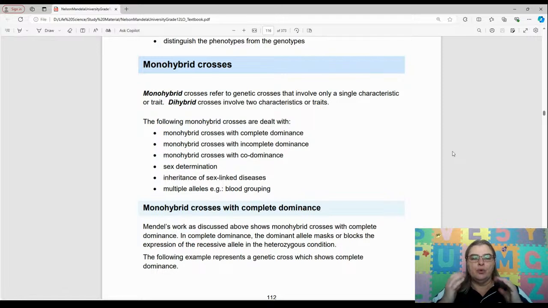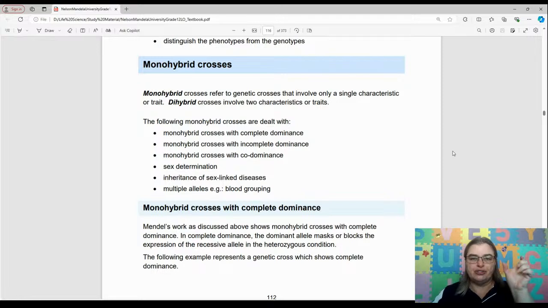Okay, so when we handle monohybrid crosses, we are talking about dominance. Let's think about dominance now. Okay, we've got three types of dominance: complete, incomplete, and codominance. Again, it's very important that you understand the differences here and you don't get confused.